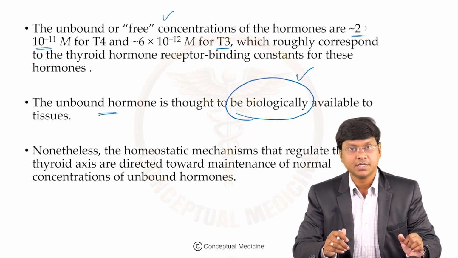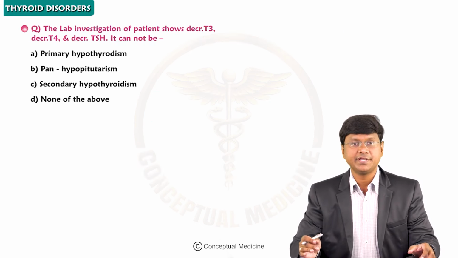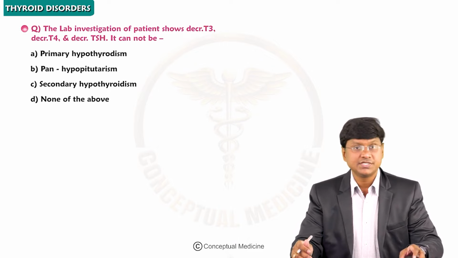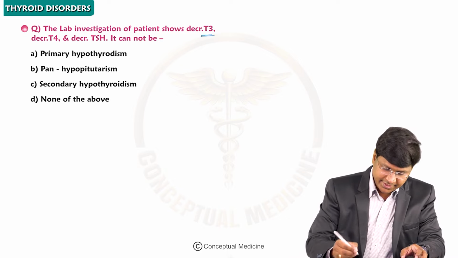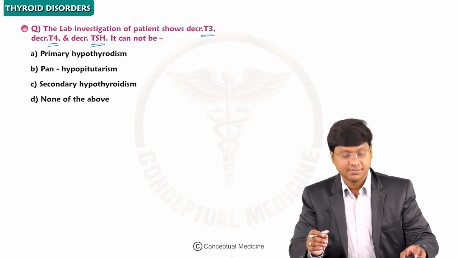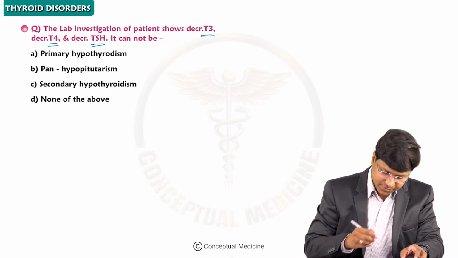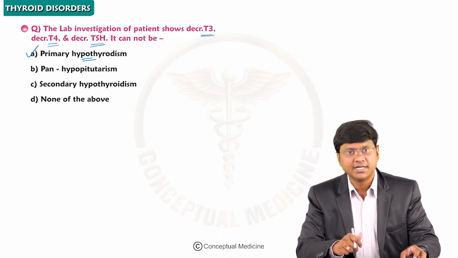After this, let me explain to you about T3, T4, TSH, and what will happen in patients with thyroid related disorders. So you see this question here: laboratory investigation of a patient shows decreased T3, decreased T4 and decreased TSH. The options are primary hypothyroidism, panhypopituitarism, secondary hypothyroidism, none of the above. The answer to this question is primary hypothyroidism, right? I'm just giving you the answer, and now I'll give you the explanation.